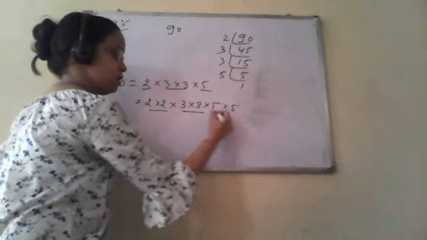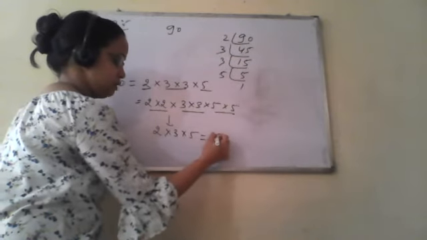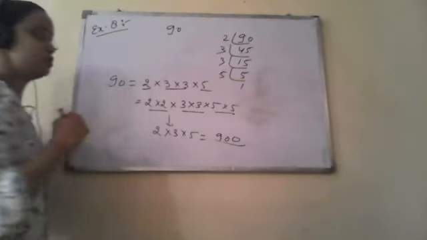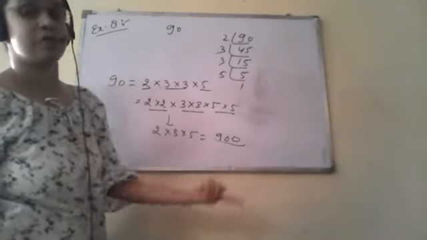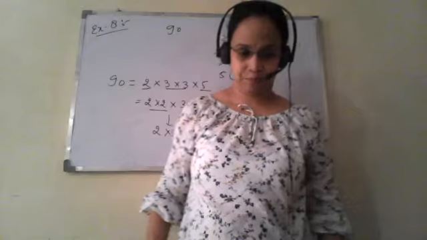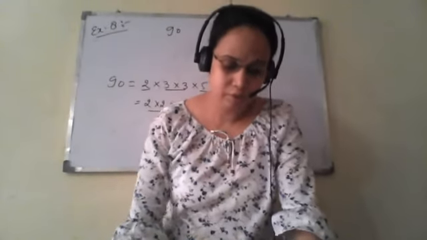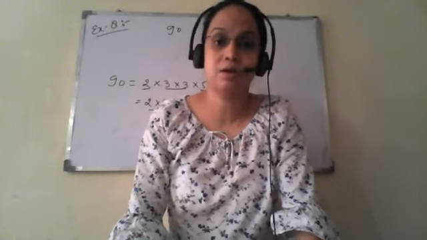So from each pair we can take out 1, 2, 3 and 5. So it will become 900. So 900 is the number which is divisible by each of these three, that is 6, 9 and 15. Clear? I hope the things are now clear to you. So we will discuss exercise 6.3 in our next video. Thank you.